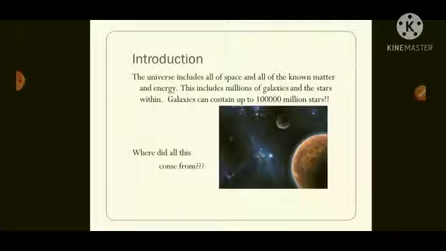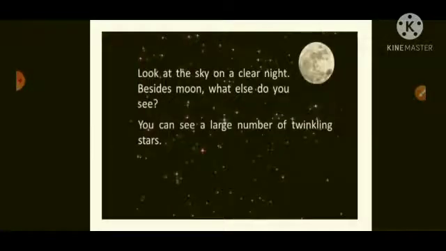Let us first go through a brief introduction about this chapter. Introduction. The universe includes all of space and all of the known matter and energy. This includes millions of galaxies and the stars within. Galaxies can contain up to 100,000,000 stars. Where did all this come from? So, let's start the video.